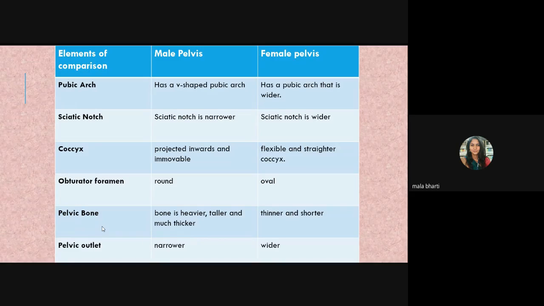The coccyx is projected inward in male, whereas it is much straighter and flexible in female. Then the obturator foramen is round for male, and it's oval for female. The pelvic bone is heavier, much taller and thicker in male, whereas it's thinner and shorter in female. The pelvic outlet is narrower for male, and it is wider for female.